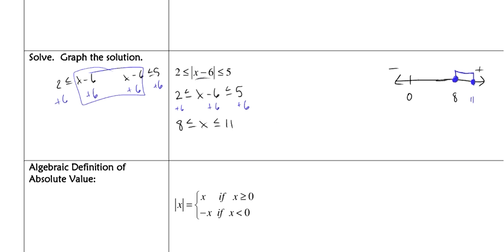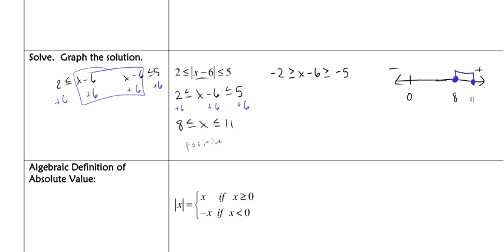Now, remember, that was just the first part. That was if this was all positive. However, what if it was negative? Then we're going to multiply everything here by that negative 1. And so let's run through that one now. That will give us negative 2 is greater than or equal to x minus 6. Because remember, we assumed that this value here was negative, so it's going to turn back to being positive because everything's being multiplied by that negative 1, is also greater than or equal to negative 5.